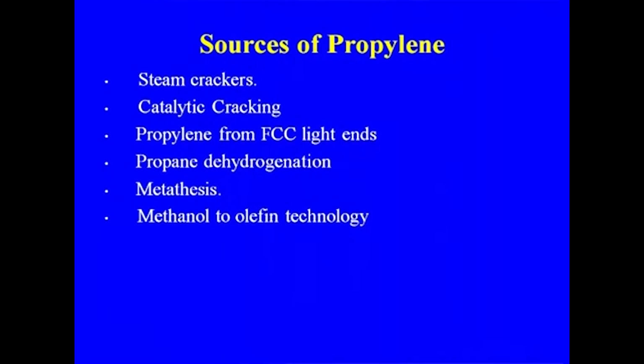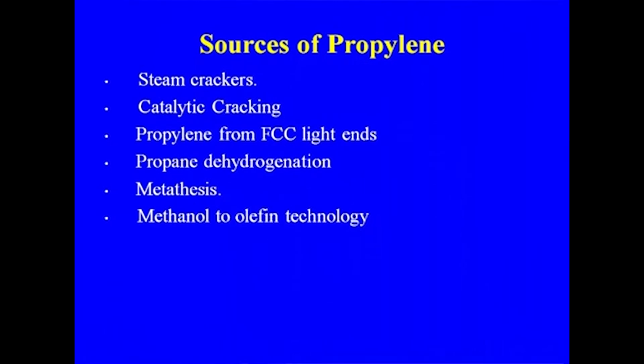As in the case of ethylene, where it is ethane dehydrogenation for ethylene, similarly here we can go for the dehydrogenation of propane and produce propylene, because propane is available from natural gas and from LPG. So, this is how propane can be utilized for the production of propylene. Another source is metathesis, which is also one of the important developments in propylene manufacture.